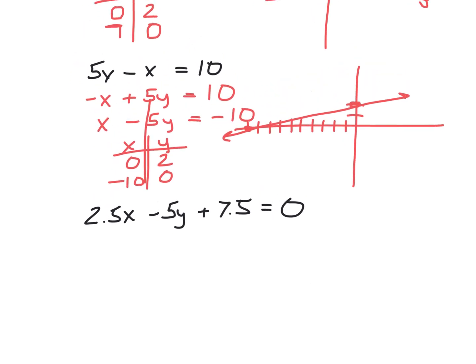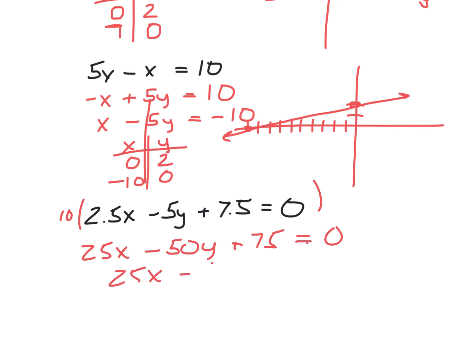Next example has one decimal place, so I'm going to multiply this whole thing by 10. That's going to give me 25x minus 50y plus 75 is equal to 0. I'm going to move that 75 over to the other side, making a negative 75. I could take 25 out of everything. Oops, need a y there. And now I'm in standard form.